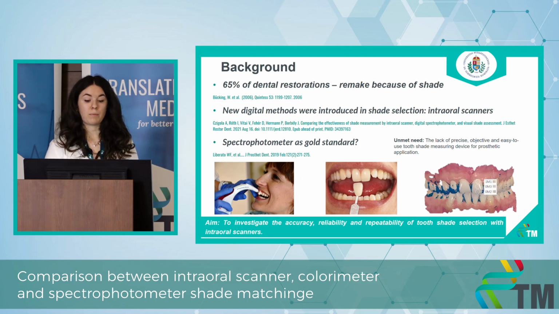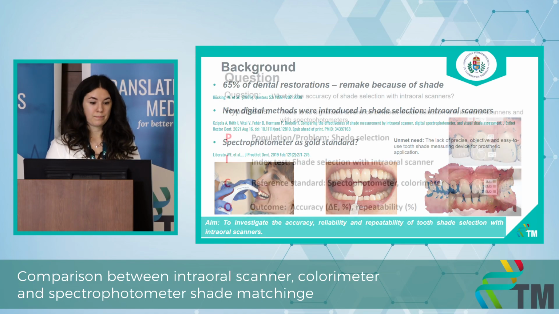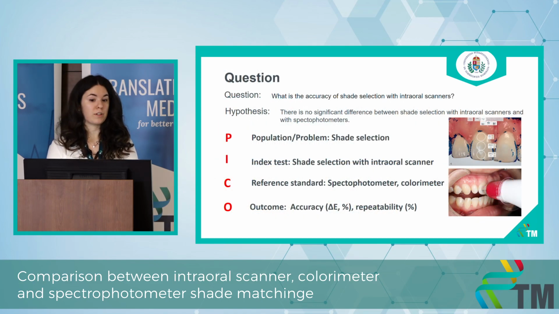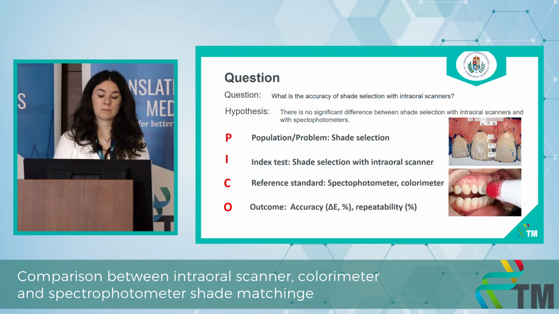That's why new digital methods were introduced in shade selection, and one of them was intraoral scanners, and of course spectrophotometers are also an option for objective methods. Our question is, what is the accuracy of shade selection with intraoral scanners, and our hypothesis is that there is no significant difference between shade selection with the intraoral scanners and with the gold standard spectrophotometers.